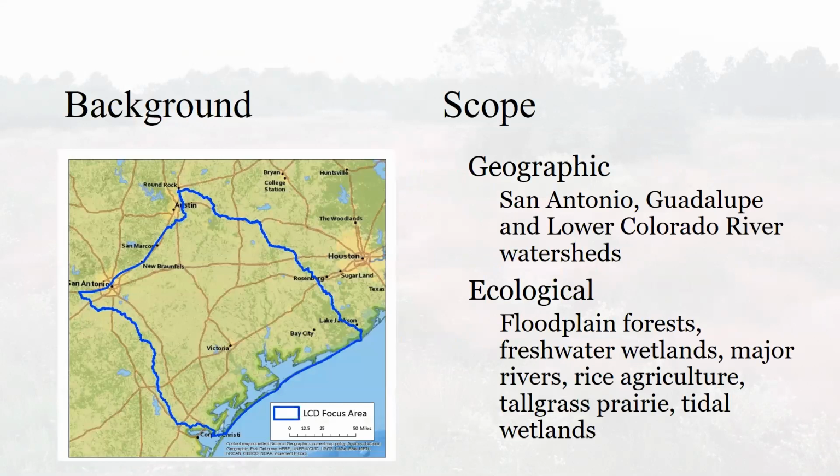So this is our project area. The geographic bounds range from the Edwards Plateau in the northwest to the Gulf of Mexico in the southeast, and include the lower Colorado, Guadalupe, and San Antonio River watersheds.